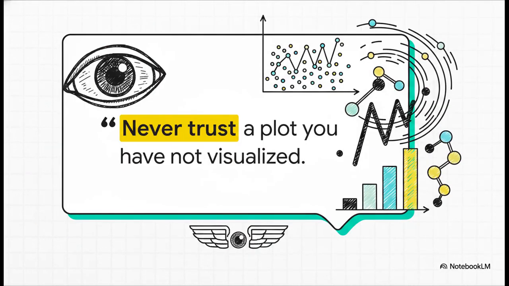Because of that, I want you to literally burn this golden rule into your mind. Never trust a plot you haven't visualized. We're going to be looking at a ton of statistical metrics in this explainer, but visual inspection is your absolute first, and honestly your most critical, line of defense against unphysical behavior. Averages and standard deviations can so easily hide a catastrophic simulation failure. If you don't look at the atomic movements with your own two eyes, you are essentially flying blind.